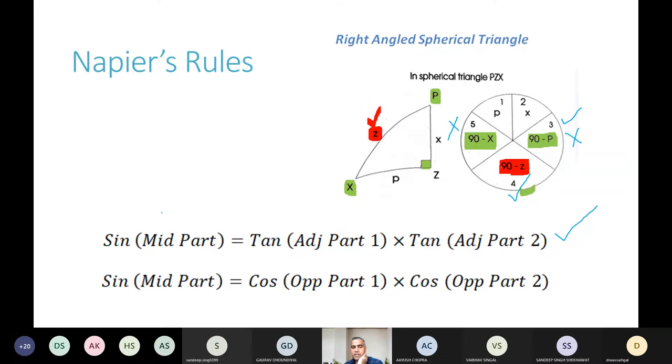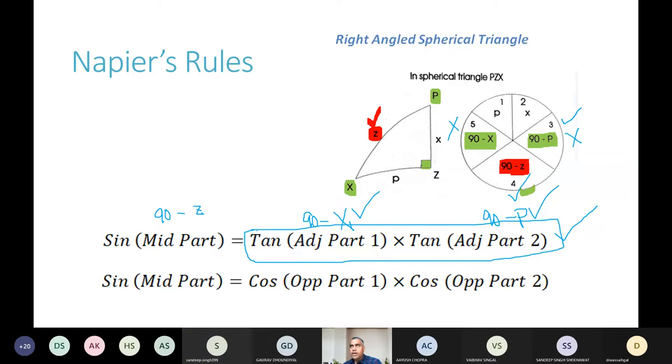It says sine of middle part, that means sine of 90 minus small z, is equal to tangent of adjacent part 1. One part is 90 minus x and the second adjacent part is 90 minus p. So you see, if we know angle x and we know angle p, the right side of this formula is known to us. If we put these values here and put them in our calculator, we will be able to easily find out the middle part, which is 90 minus small z, and that side small z will come to us. So that's how we apply the Napier's rule.